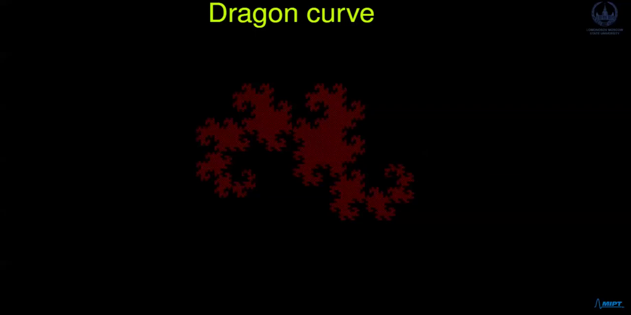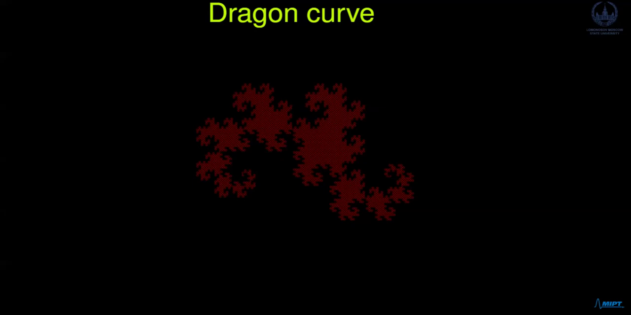The dragon curve is a self-similar fractal, which means that as we zoom in on any part of the curve, we see the same pattern repeating infinitely. It is generated by a simple recursive process involving turning left and right at specified intervals. Despite the simplicity of the process, it results in a complex and beautiful structure.